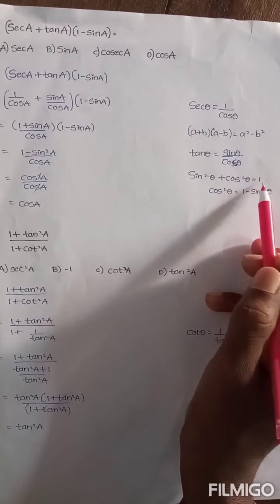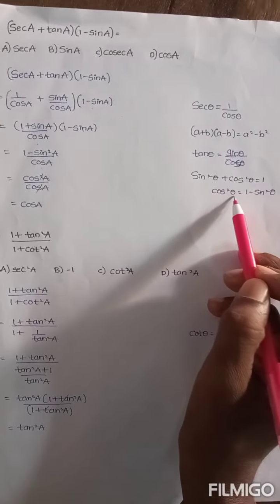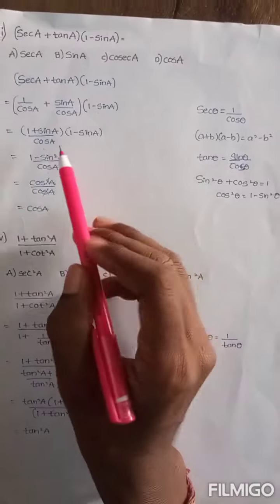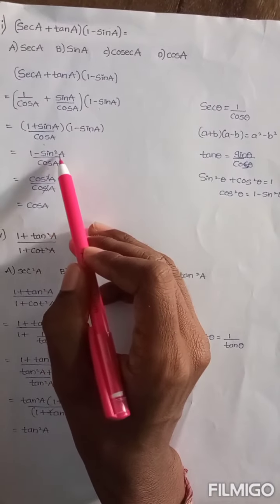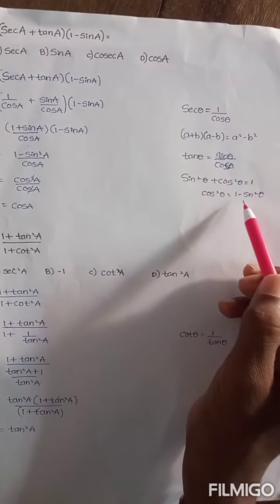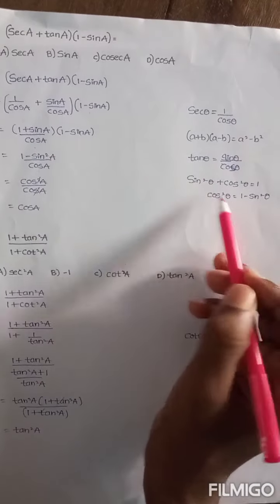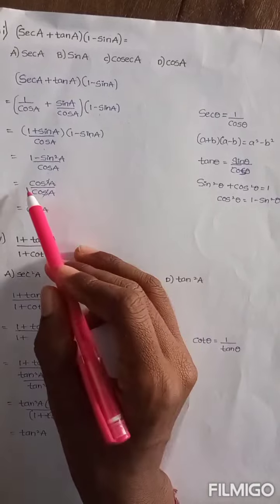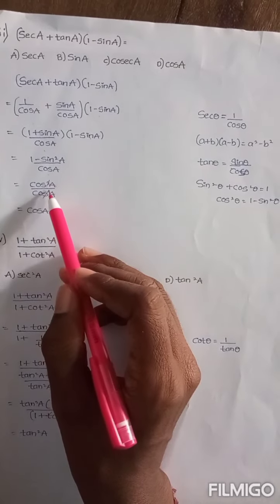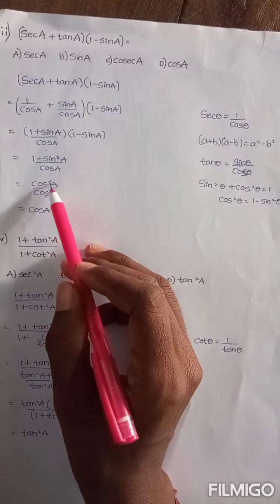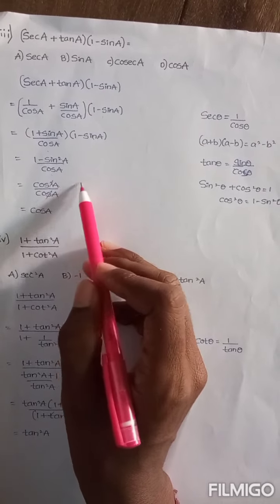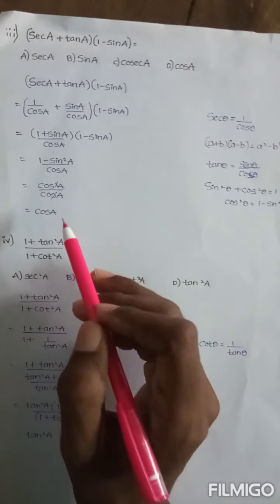and we know that sin square theta plus cos square theta is equal to 1. From here we get cos square theta is equal to 1 minus sin square theta, and you can see that here 1 minus sin square a is in the form of 1 minus sin square theta. Therefore substituting, 1 minus sin square a is equal to cos square a, that is cos square a by cos a. Here cos a get cancelled, and here in the numerator there will be 1 cos a, that is equal to cos a, right?